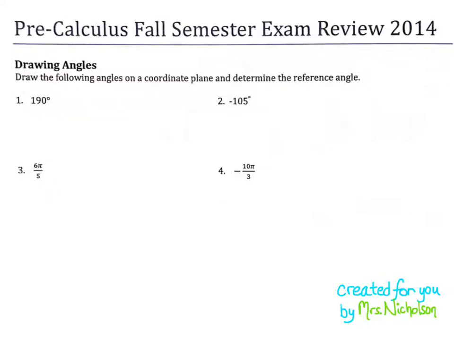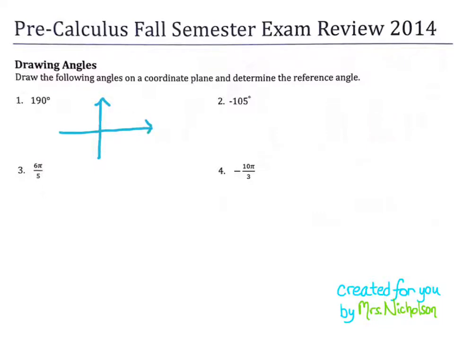Right, in this first video, we're going to review how to draw angles, how to convert angle measures, and how to find coterminal angles. In question number one, we want to draw the angle for 190 degrees, and then we're going to find the reference angle.